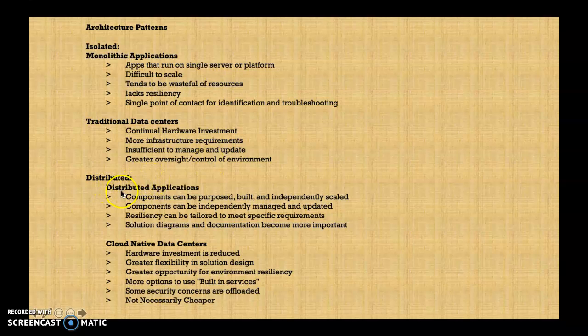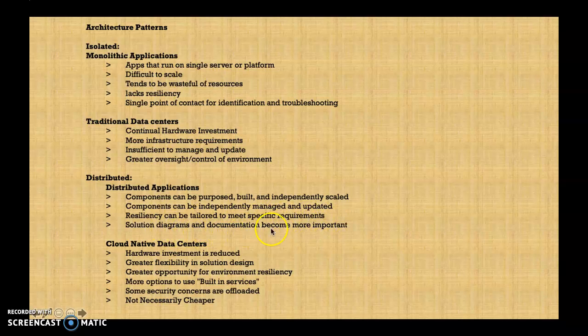Then distributed applications. What are they? Applications that you will see highly available, scalable, and components can be proposed, built, and independently scaled. So you might see some images, some containerization where almost everything is independent and a plug and play kind of stuff. As we discussed already, it can be managed and updated independently. Then resiliency, that can be tailored to meet specific requirements.